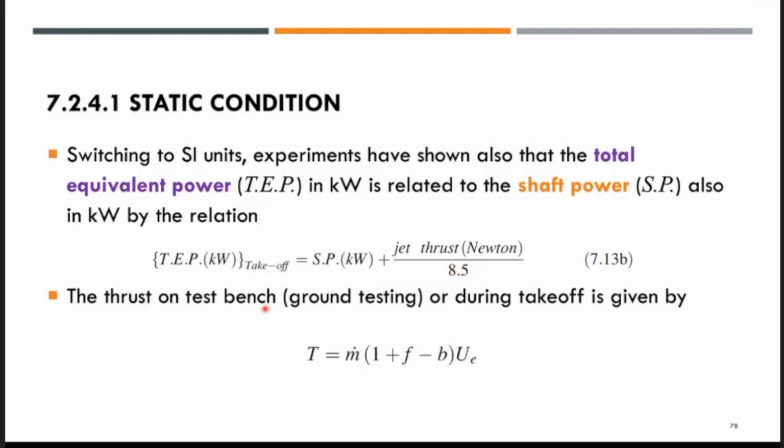The thrust on the test bench, or the ground testing, or during takeoff, is given by this expression. So you have the thrust produced equal to the mass flow rate of air coming into the engine times 1 plus the fuel to air ratio F minus B times UE, the exhaust velocity.